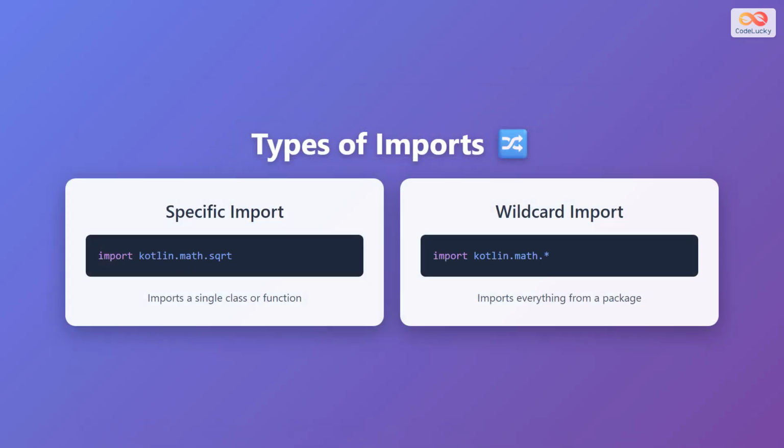Kotlin supports two types of imports. The first is a specific import, where you import a single class or function. For example, import kotlin.math.sqrt imports only the square root function. This approach is more explicit and helps other developers understand exactly what your code depends on. The second type is a wildcard import, where you use an asterisk to import everything from a package. For example, import kotlin.math.* imports all functions and classes from the math package. While convenient, wildcard imports can make your code less clear about its dependencies.